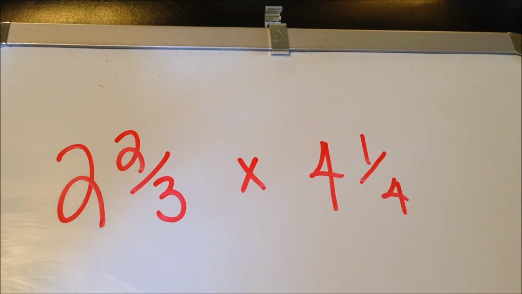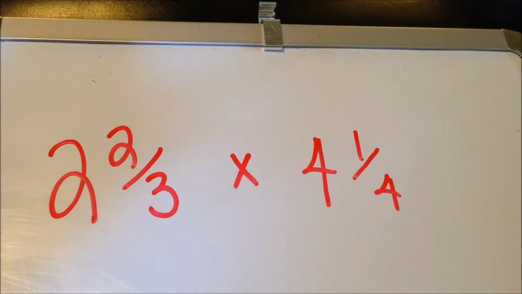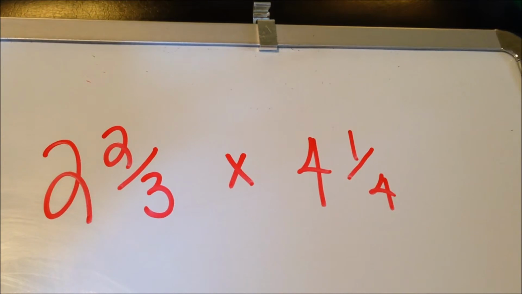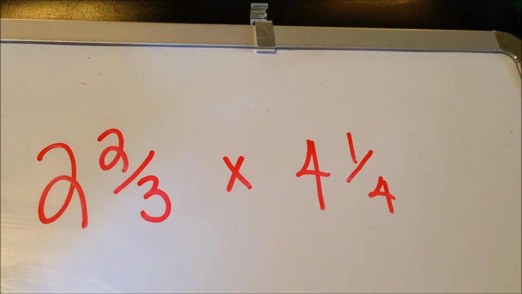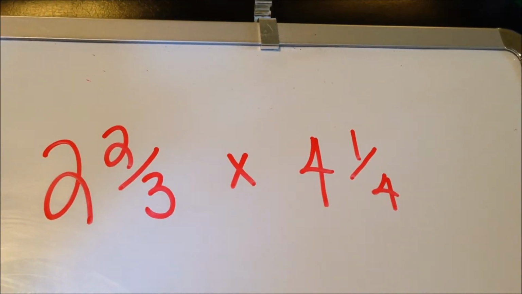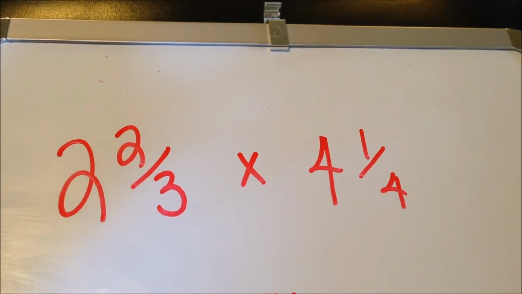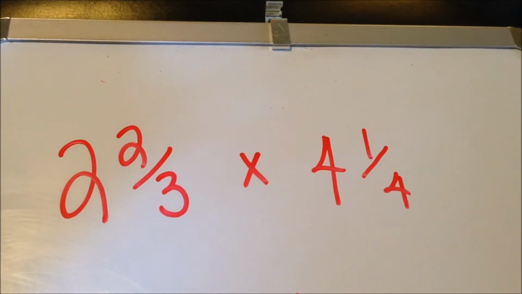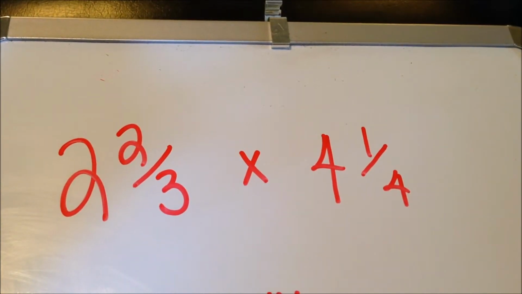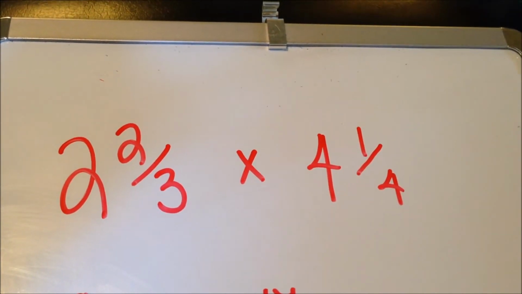What happens if you are asked to multiply two mixed numbers together, or a mixed number and a whole number, or a mixed number and a fraction? Anytime you come across a mixed number in terms of multiplication or division, the very first thing you want to do is convert the mixed number or numbers into improper fractions. That is first and foremost.